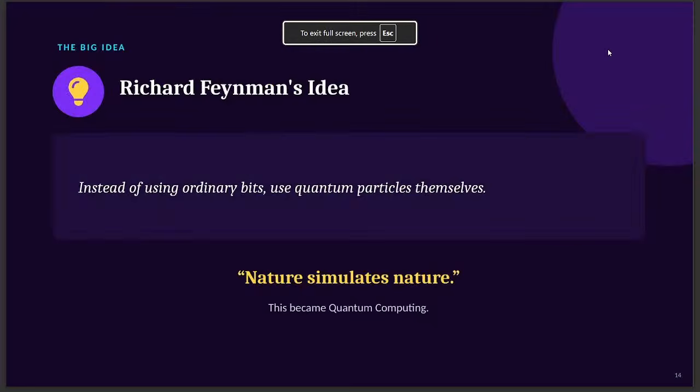Now moving on to Richard Feynman's idea. Here I have mentioned one more slide. Richard Feynman gave one brilliant idea. Instead of using ordinary bits, 0 or 1 in this particular example, why don't we use quantum particles themselves to perform calculations? This is the famous statement: nature simulates nature, which means nature itself gives us atoms, molecules, ions, or photons. Why are we using other electrical signals that are made artificially to compute the task? That is what Richard Feynman questioned the scientists with. That is where the birth of quantum computing came from.